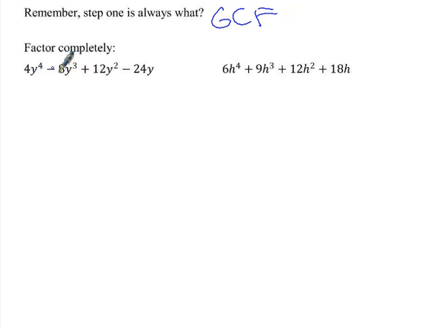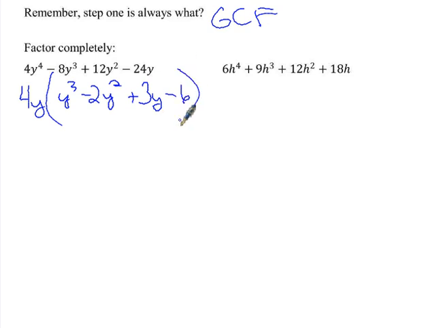4y. 4 goes into all 4 of these terms, and also y goes into all 4 of these terms. So I have a GCF of 4y. Open up parentheses, what's left over? Y to the third minus 2y squared plus 3y minus 6. Close the parentheses. So the GCF is pulled out.